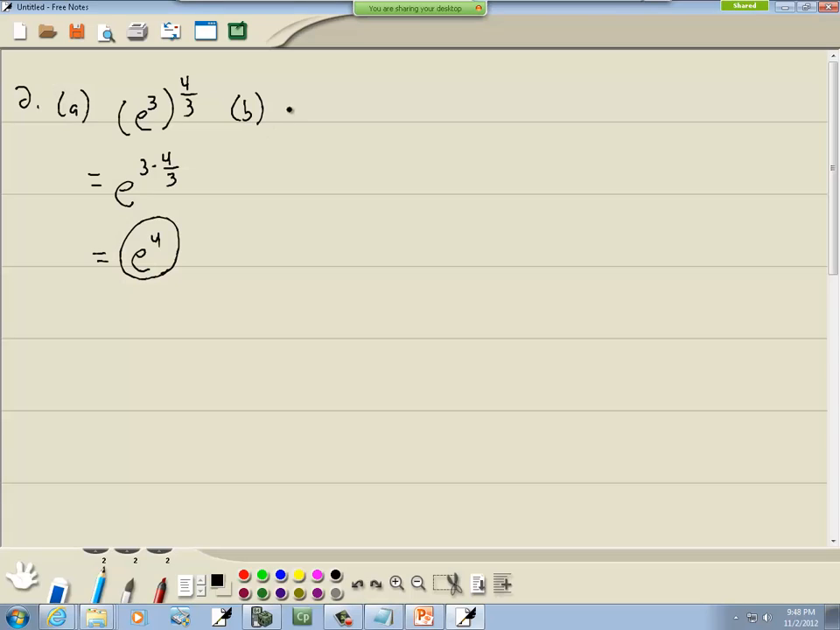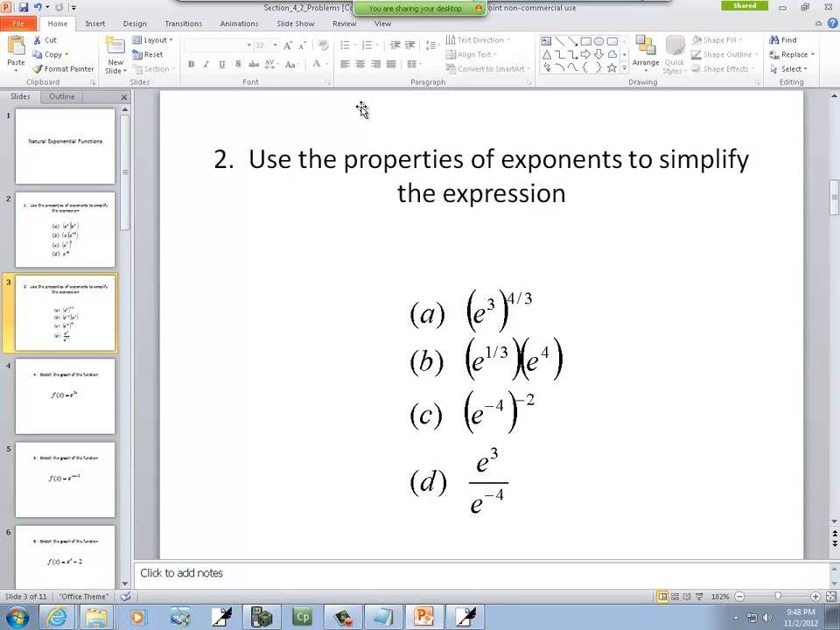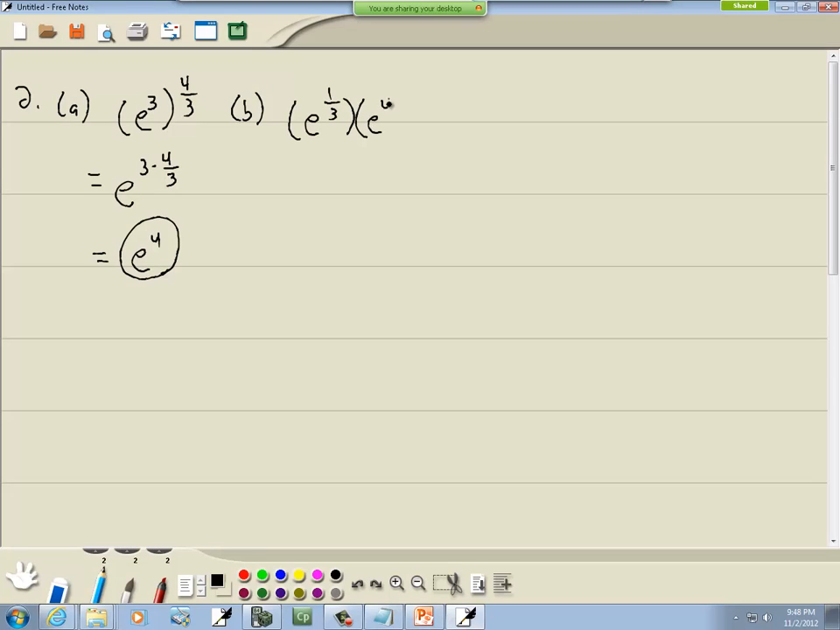Now b, we have e to the 1/3 times e to the 4th. Again, you have e to a power times e to a power. You add the exponents. So we're going to have e to the 1/3 plus 4. Now this is a mixed number. So what I can do is take that 4, multiply it times the 3. 4 times 3 is 12. And we'll add 1, and that gives us 13. So we've got 13/3. And that's our answer.